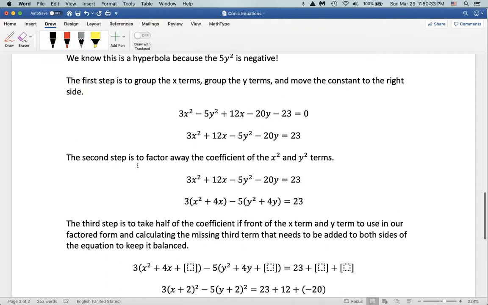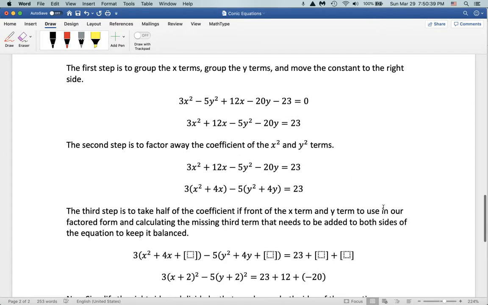The second step is to factor away the coefficient that's in front of the x squared term and the coefficient that's in front of the y squared. So what that means is, if you'll notice, this 3x squared, I factored a 3 away from this, and I factored a 3 away from the x term as well. So 12 factor out a 3 becomes this 4. We do the same process with the y terms.